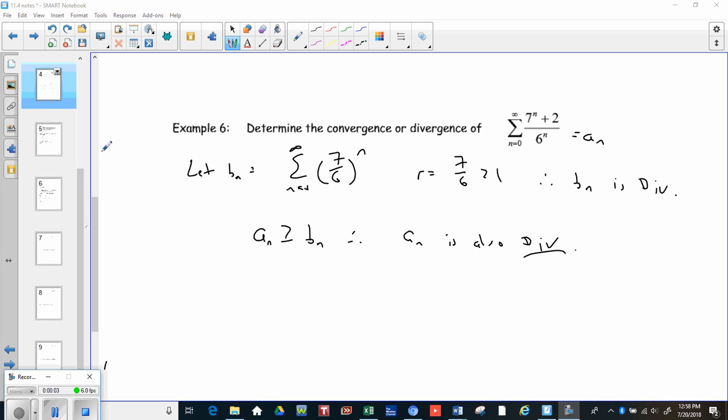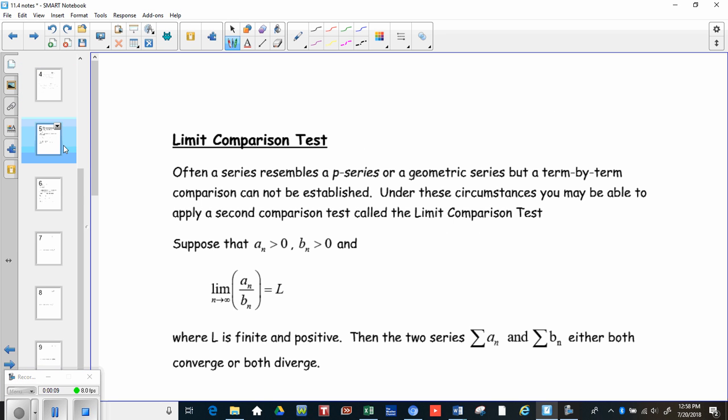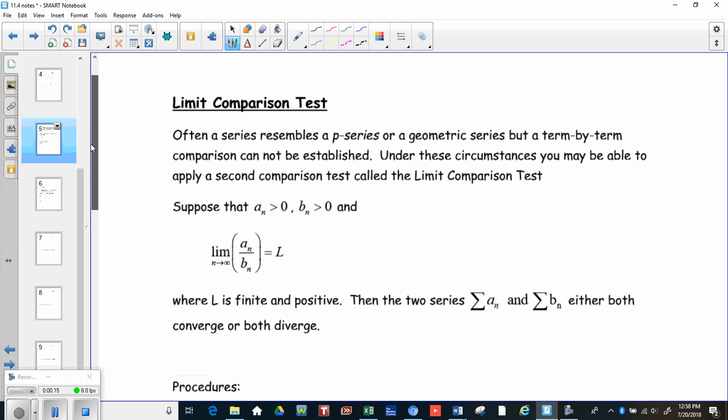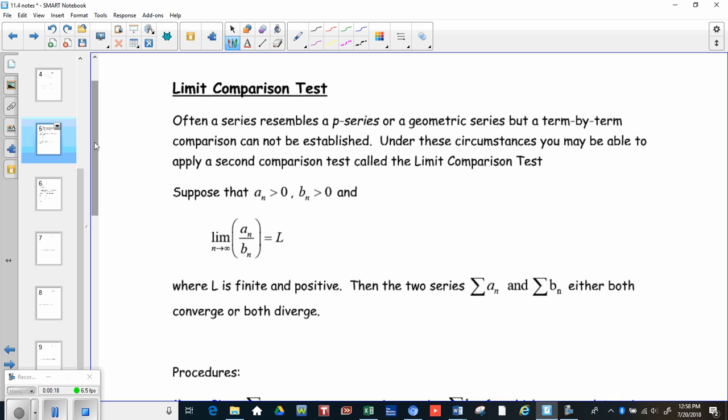Okay, part two of our talk about the comparison test is going to be the limit comparison test. And as far as I'm concerned, this is the easier one to do. Now, you do have to have some special circumstances to do this one, but it's much easier to actually do the limit comparison test, and hopefully the concept will make sense.